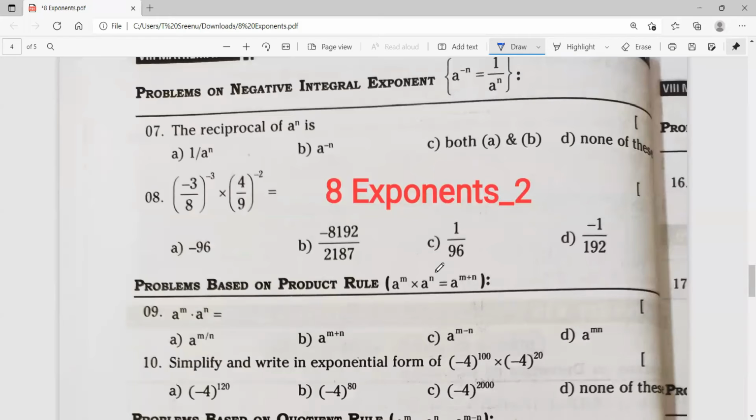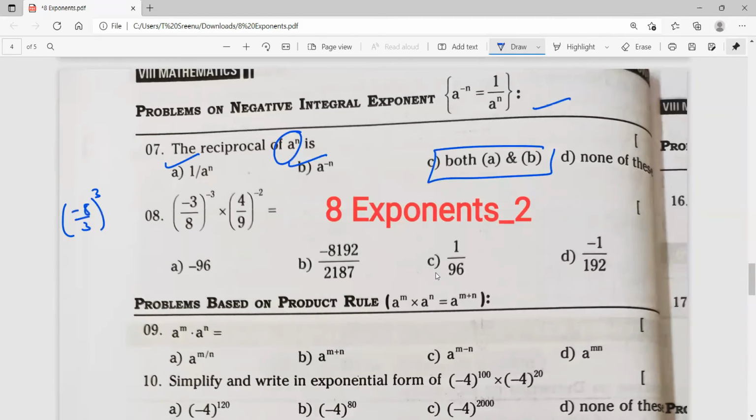Seventh question. The reciprocal of a power n is 1 by a power n or a power minus n. Both are correct. Just now I explained to you this formula. To make the power positive, write the reciprocal. Like this. And 9 by 4 power 2.